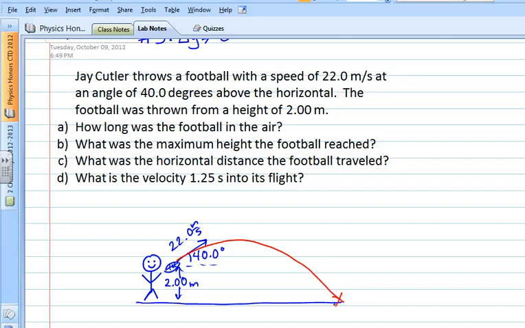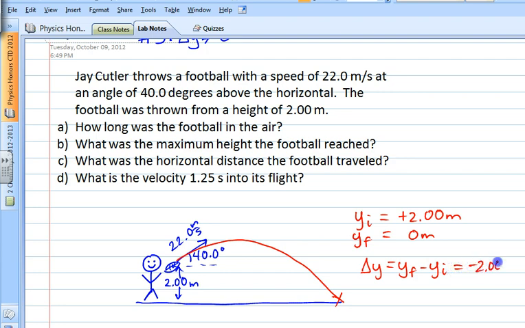What we want to do is find the total time of flight. And we need to make use of the fact that y initial is 2 meters up, but y final is 0 because it's on the ground. That means that delta y, which again is final minus initial, is actually -2 meters.